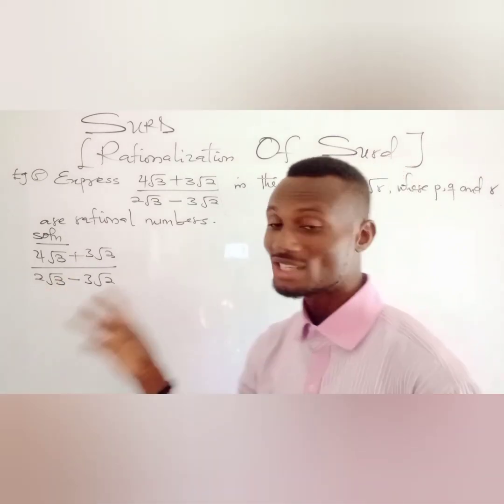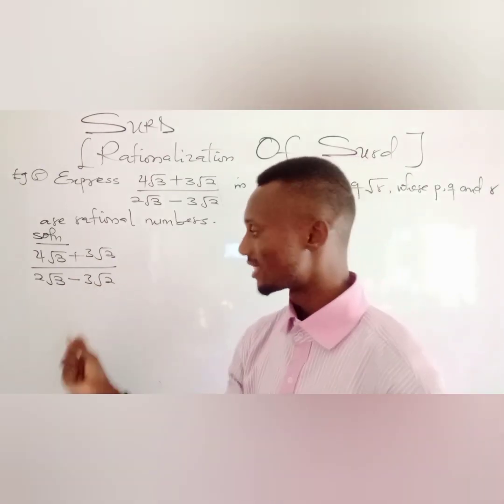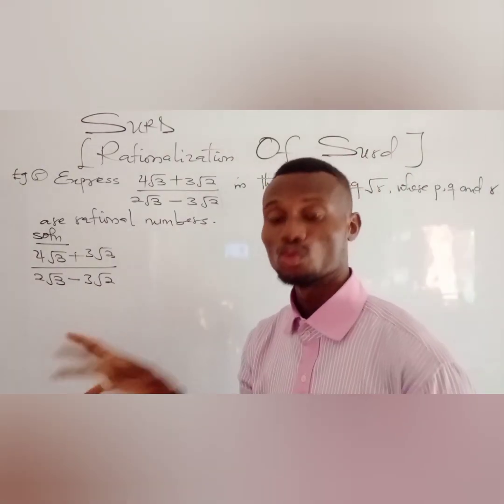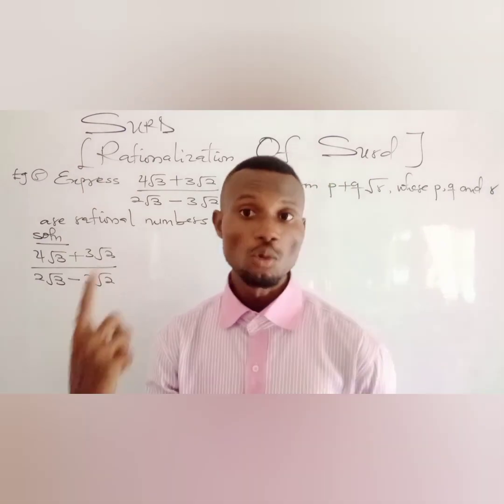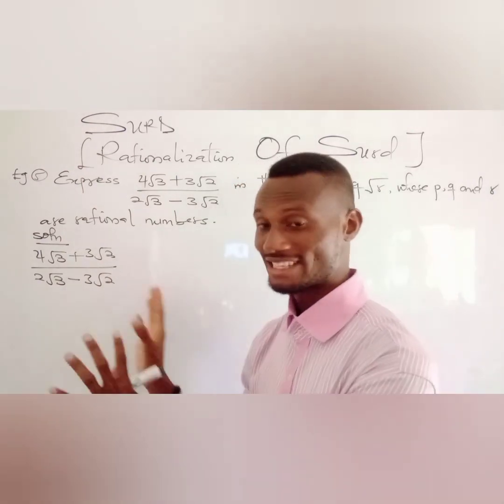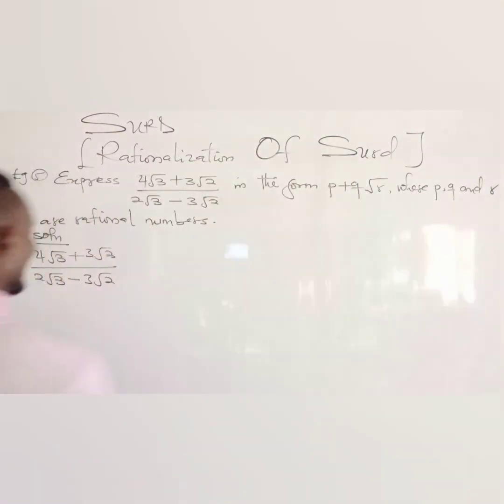So we are going to use that conjugate, which is 2 root 3 plus 3 root 2, to multiply both the numerator and the denominator of the same fraction. So let's go ahead and do that.